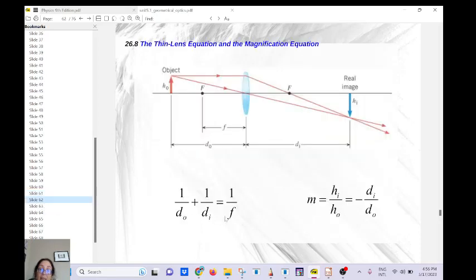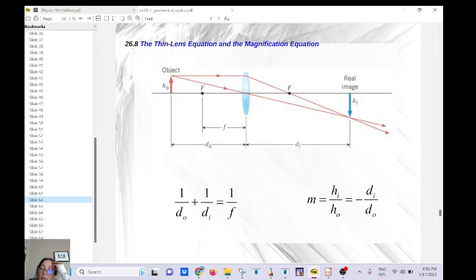So this is the thin lens equation. That's the distance between the lens and the object. That's the distance between the lens and the image. That's the focal distance. If you have a virtual image, then d sub i is going to be negative. That's going to be the magnification, the ratio between the size of the image and the size of the object. If that number is negative, the image is reversed. If it's positive, it's upright.